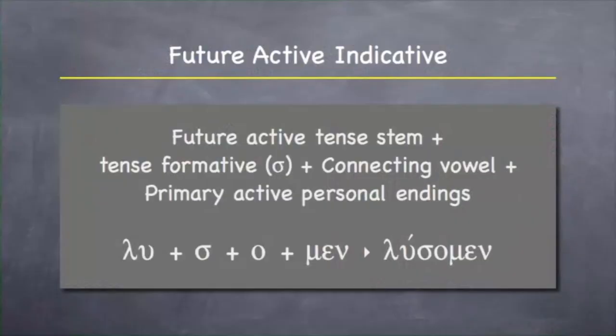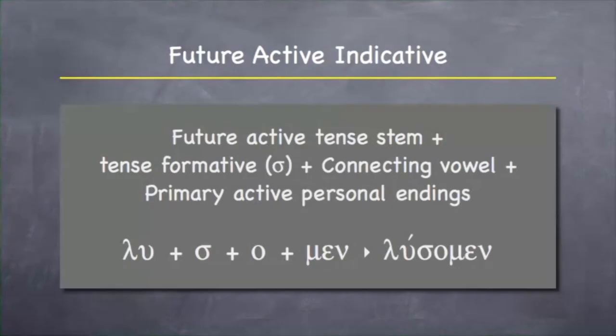Okay, so the question then is, how do you form a Greek future active? Well, I'm glad you asked. You form a future active indicative by having a future active tense stem. In other words, we're going to be using a different tense stem to form the future. And then to that future active tense stem, we add something called a tense formative. And in the future, the tense formative is a sigma. In other words, the sigma is what is used to form the future tense, hence the tense formative.